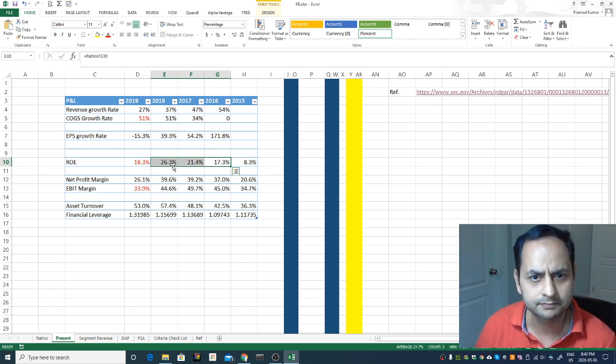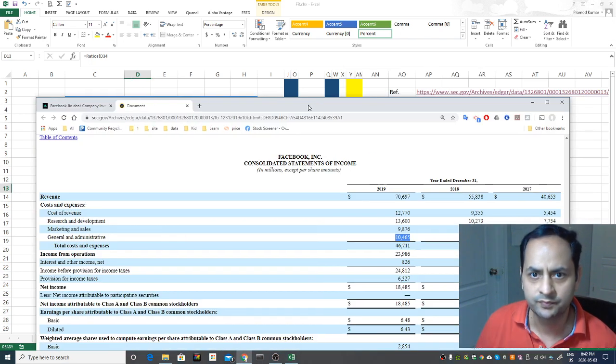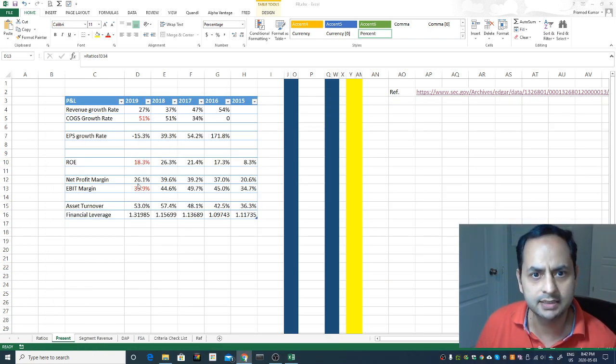So as you notice, the operating margin, the EBIT margin, as I show here, because this cost goes up significantly, the return on equity becomes lower, because the EBIT margin is actually lower. And that's why the return on equity is lower.